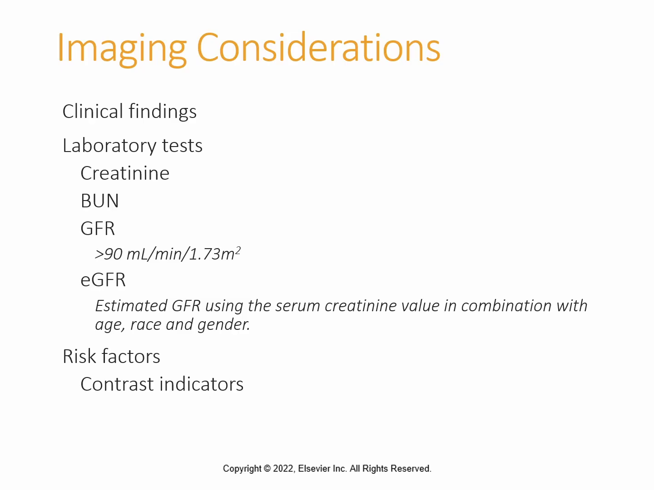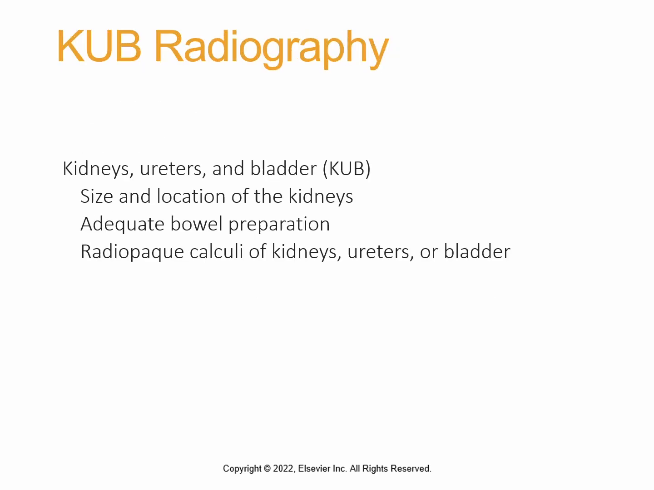Contrast agents should not be used on those with a BUN that is greater than 50 milligrams or a creatinine that is greater than 3 milligrams. There is currently no threshold established for GFR levels, but it should be greater than 90 milliliters per minute. For a KUB radiograph, KUB stands for kidneys, ureters, and bladder. This is useful in demonstrating size and location of the kidneys.